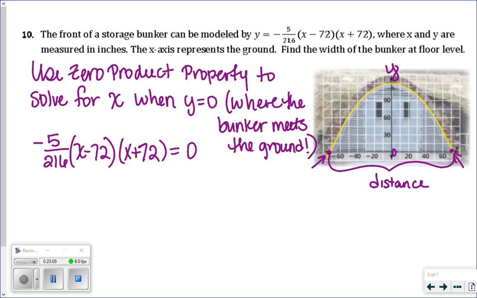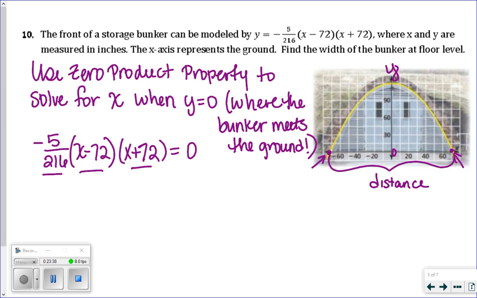Now, this is the other really important thing I want to emphasize for you. There are 3 things being multiplied here. We have that fraction, negative 5 over 216. We have the x minus 72, and we have the x plus 72. Technically, the zero product property would say that if this times this is 0, then one of those has to be 0, or that is true anytime any one of those is 0.